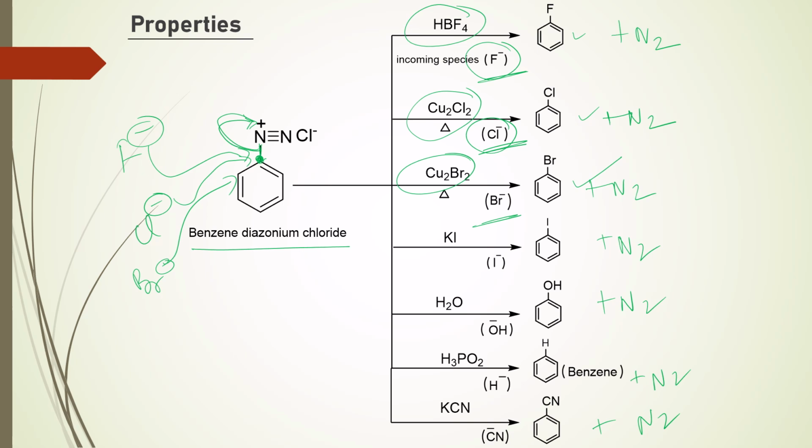Similarly, with water, it will give you phenol because the negative part is what? OH minus. If you add H3PO2, H3PO2 is a very good reducing agent because it is capable of generating a good number of H minus ions in this fashion. So this H minus can now attack this, and eventually you get what? Benzene. If you add KCN, the negative part is CN minus, so that you get cyanobenzene.